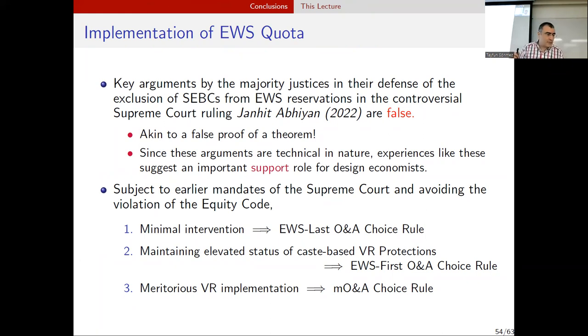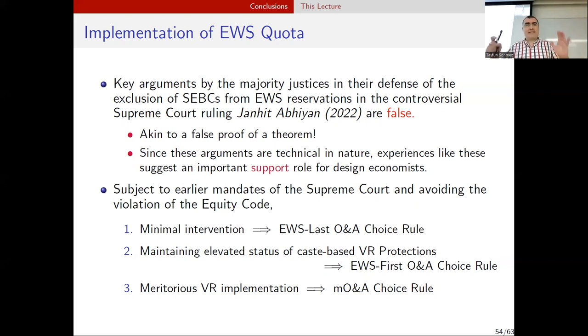I will have two types of conclusions. I have a conclusion for this paper, and I'll have a conclusion for the lecture series. Or I will have several conclusions for the lecture series. For this paper, the key arguments by the majority justices in their defense of the exclusion of SCVCs from EWS reservation in the controversial Supreme Court ruling are basically outright false.